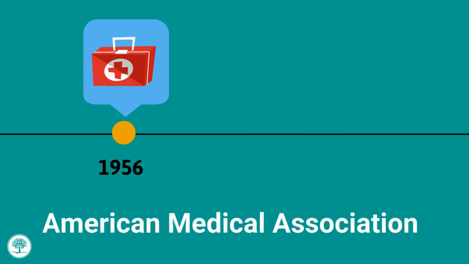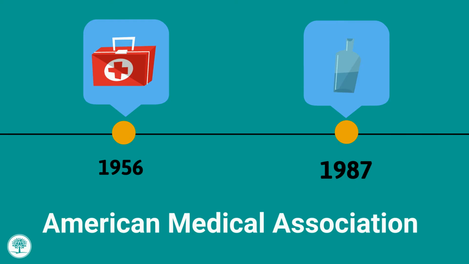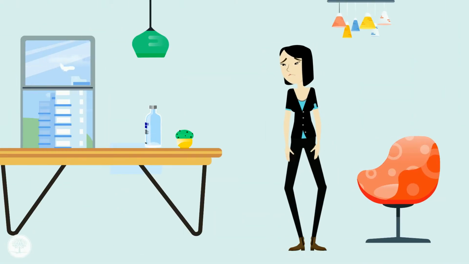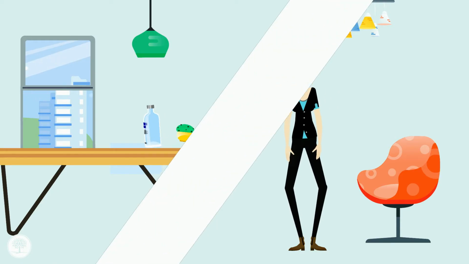The American Medical Association stated alcoholism, now alcohol use disorder, was an illness in 1956. In 1987, the American Medical Association officially termed it a disease. Alcohol use disorder is not a weakness. It is not an issue of willpower, and it is not a mental illness.